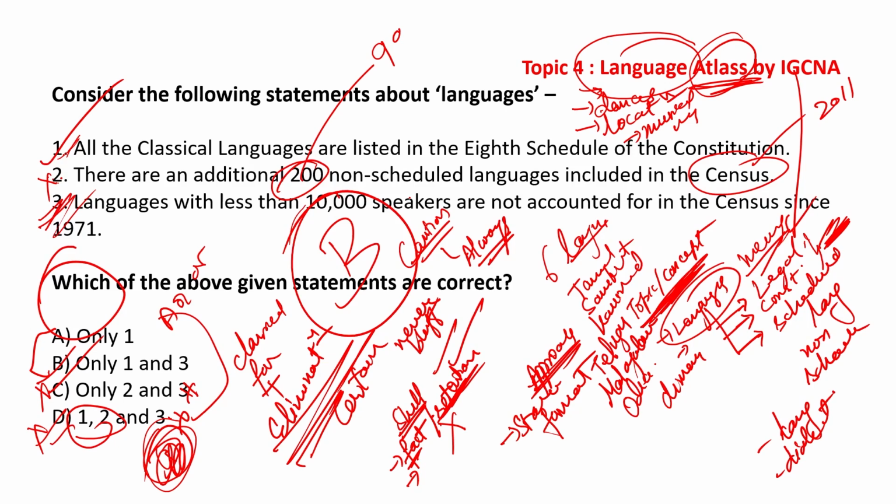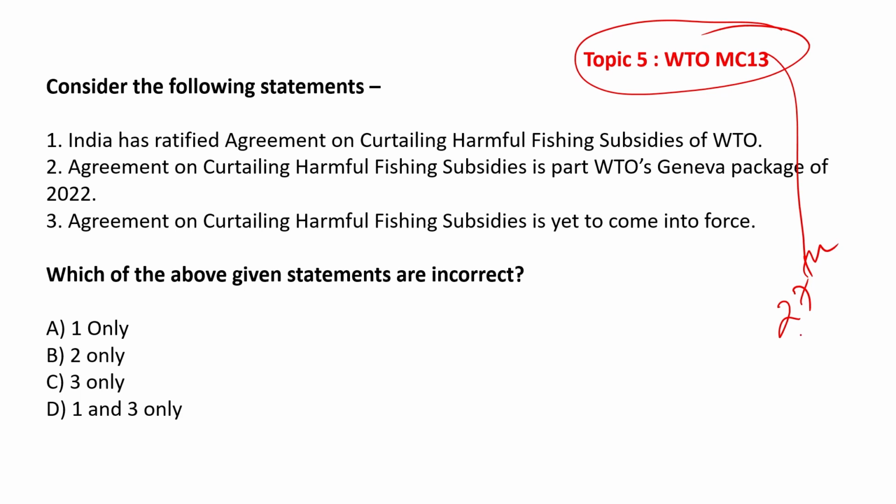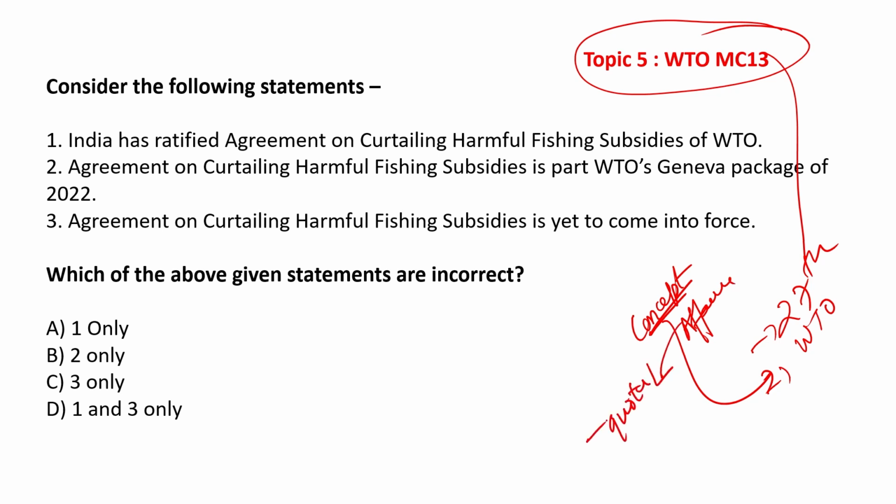Option B. Moving further. WTO Ministerial Conference number 13. So this conference is slated to happen from 27th, right? But the WTO as an idea, the concept that we read in economy about WTO affairs, right? So there are certain things, for example, the quota, the WTO quota, right? The trade disputes. Why is this in news? Because farmers are also demanding India's withdrawal from the WTO.